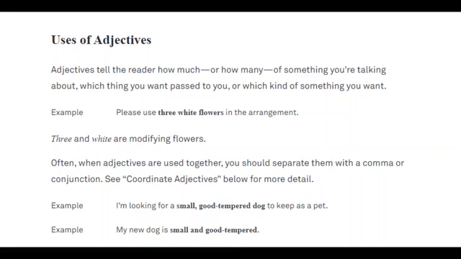First example, I am looking for a small, good-tempered dog to keep as a pet. Here you can see small, good-tempered, both adjectives. Between them we have given a comma. Next example, my new dog is small and good-tempered. Here, small and good-tempered are both adjectives, but we have separated them by using and. So these were the uses of adjectives.